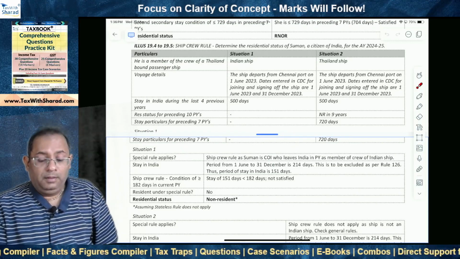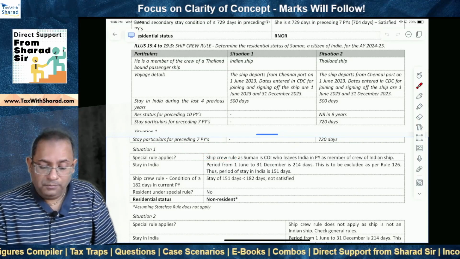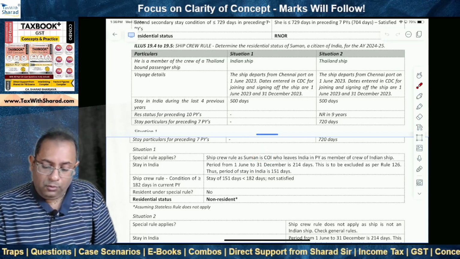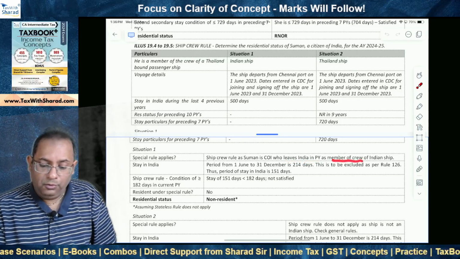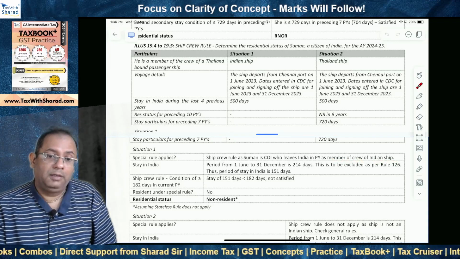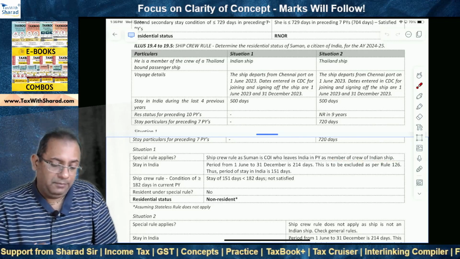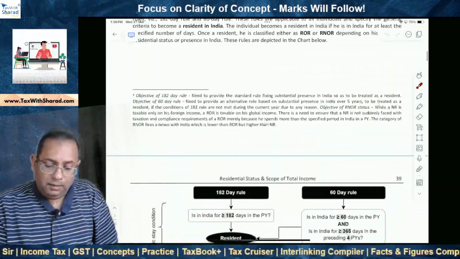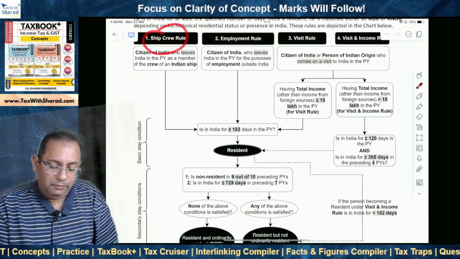Now here the ship crew rule, which is the special rule, applies. Why? Because Suman is a citizen of India who leaves India in the previous year as a member of the crew of an Indian ship, and therefore the conditions of this special ship crew rule are satisfied.